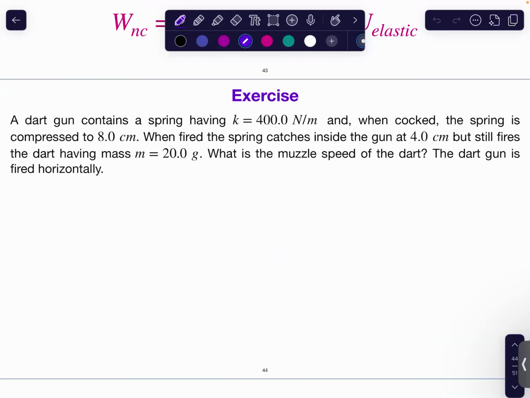Okay, so we're looking at, for example, a dart gun that has a spring as its launcher. Initially the spring is compressed to 8 centimeters. But when fired, instead of the spring returning to x equals 0, it gets stuck at x equals 4 centimeters. So the dart still fires. The dart has a mass of 20 grams. What is the muzzle speed of the dart? When you say the muzzle speed, where are you going to be measuring it? Where is that?